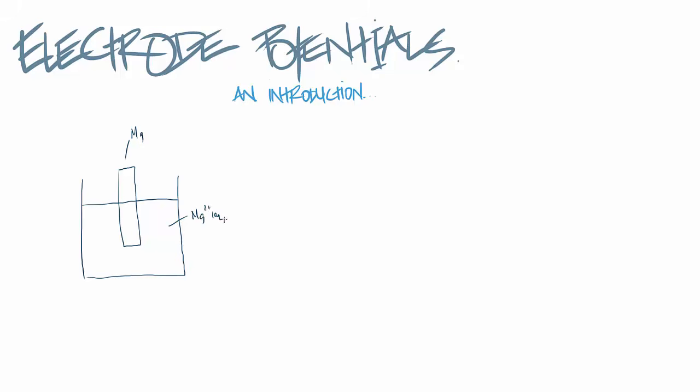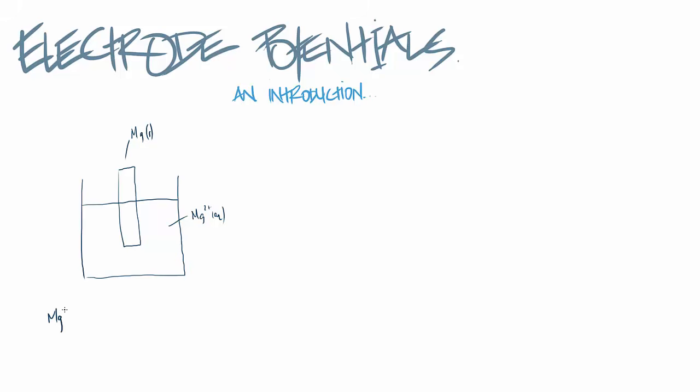So I should put some state symbols in, really. Let's not be sloppy. So that's a solid piece of magnesium and an aqueous solution that contains magnesium 2+ ions. Obviously something else as well, but I don't really care what it is. Now within this situation here, we would have an equilibrium occurring. And to write it as a reduction, because they like this in exams.